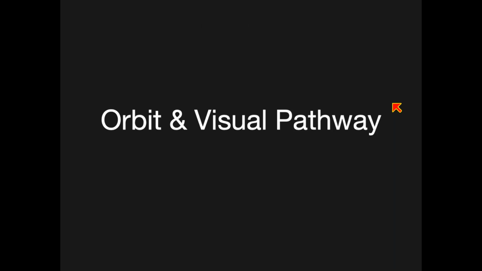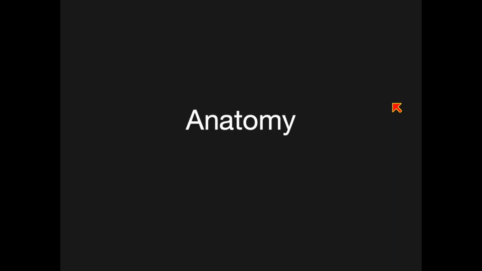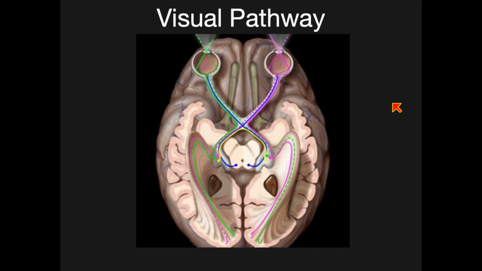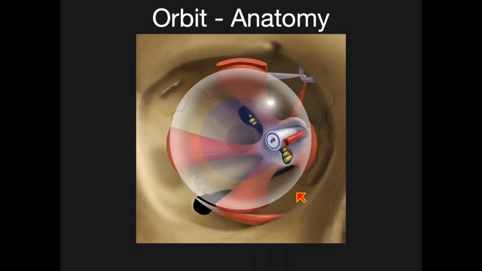Let's start with the orbits and the visual pathway, starting with the anatomy. The visual pathway starts anteriorly in the orbits and extends all the way to the higher centers in the brain. So we'll look at some key anatomical structures and some common pathology here. Soft tissues of the orbits quite nicely nestled within the bony orbit here.